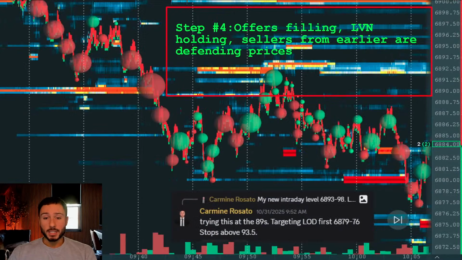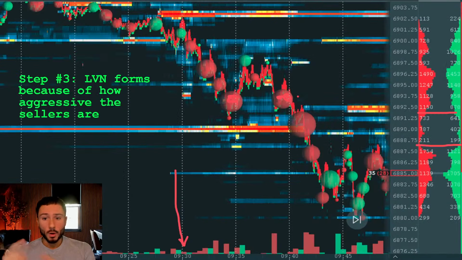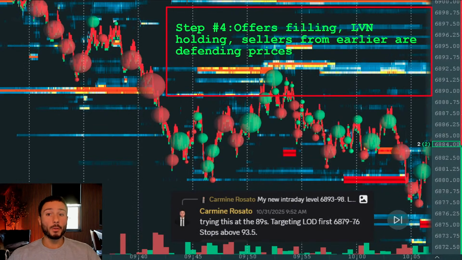So ideally now, step number four is once we have the low volume node, once we have the aggressive selling volume in our level of interest, once we have the market failing to break out and hitting this level of resistance, I then look for the market to revisit this level of low volume, for those sellers that originally originated on the morning sell-off to then reappear, defend price, and resist the market.